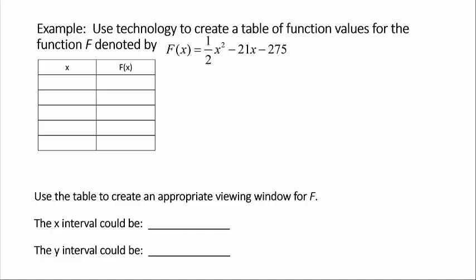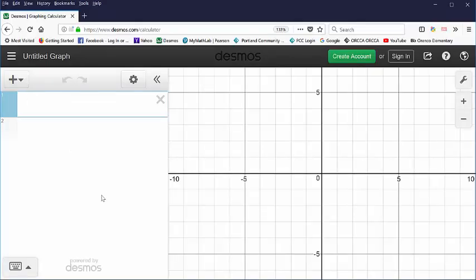on that. So in this example, we're going to use technology to create a table of function values for the function f, denoted by f of x equals 1/2 x squared minus 21x minus 275. Okay, so I'm going to go to Desmos, www.desmos.com. There are many online graphing calculators that you can use. Another common one that people like is GeoGebra, but I'll use Desmos here.